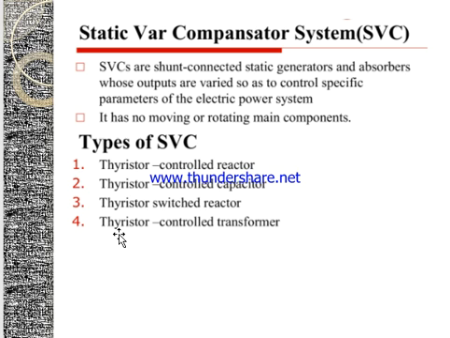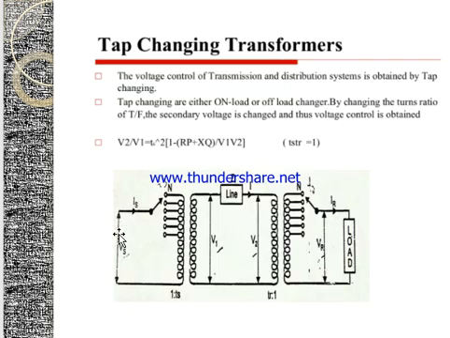Let us move to the next type, the static VAR compensator system, that is SVC. SVCs are shunt connected static generators and absorbers whose outputs are varied so as to control specific parameters of the electric power system. It has no moving or rotating components. Many different types are there: thyristor controlled reactor, thyristor controlled capacitor, thyristor switched reactor, thyristor controlled transformer, etc.